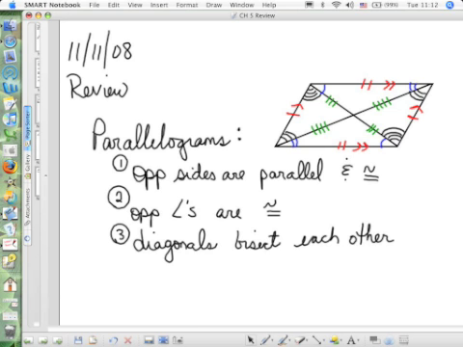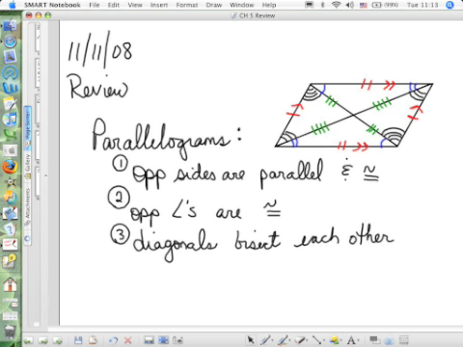Now remember that there were ways that we can prove that a four-sided figure is a parallelogram, and it's taking all this information and going backwards plus a few more. If both pairs of opposite sides are congruent, it's a parallelogram. If only one pair of opposite sides is both congruent and parallel, then it's a parallelogram. If the diagonals bisect each other, it's a parallelogram. What about if one pair of opposite angles is congruent? No. But if both pairs of opposite angles are congruent, then it's a parallelogram.